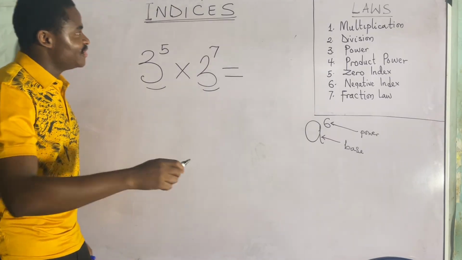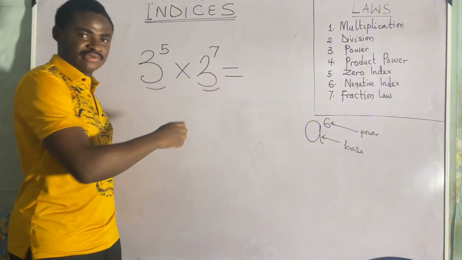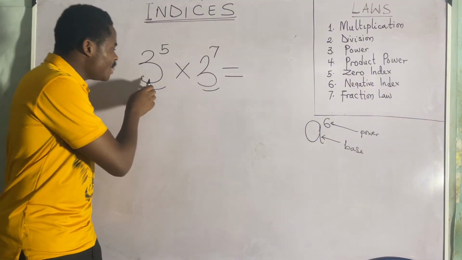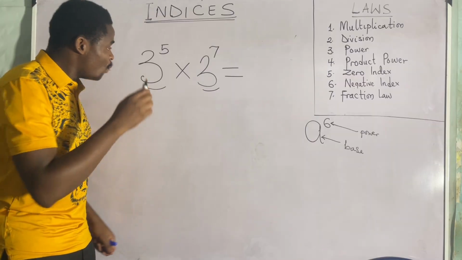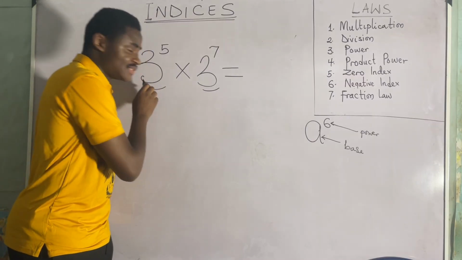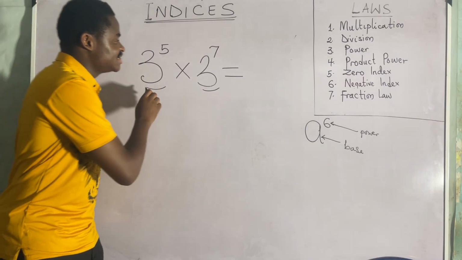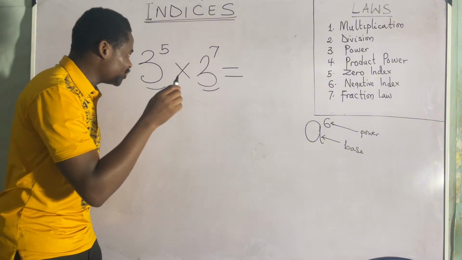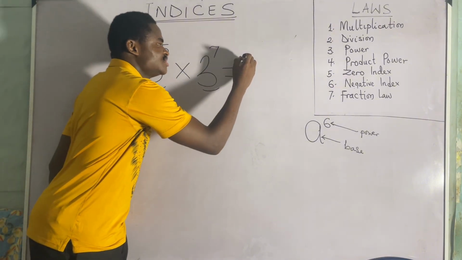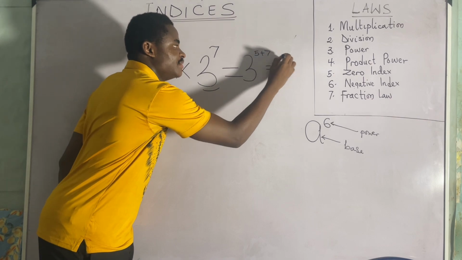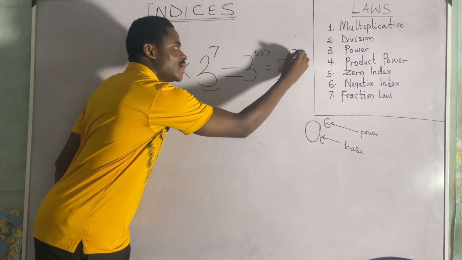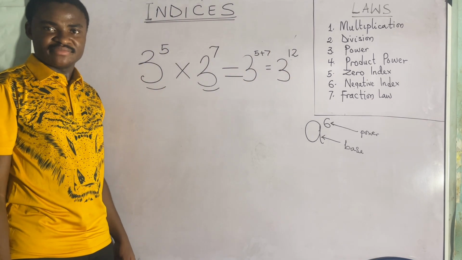I say that the law of multiplication under indices says that when two multiplications are done, where they have the same base and we are multiplying them, we are going to add their powers. So this is going to be 3 to the power of 5 plus 7. The answer becomes 3 to the power 12. That is it.